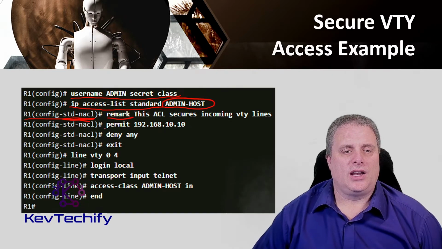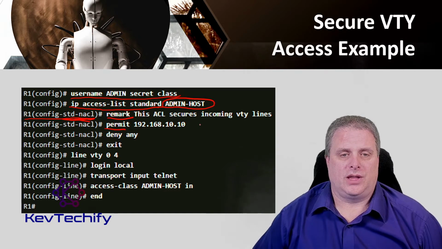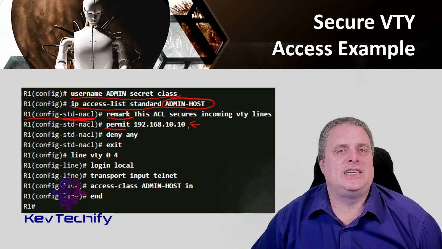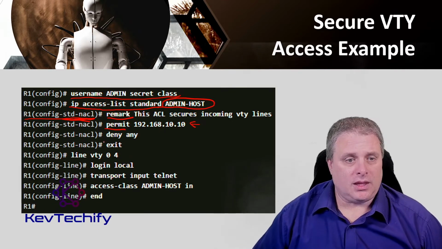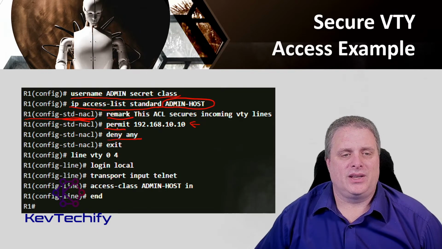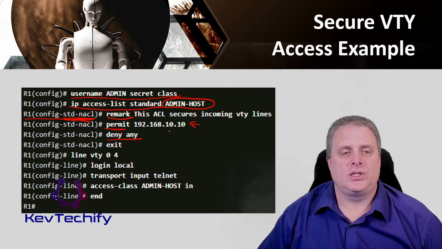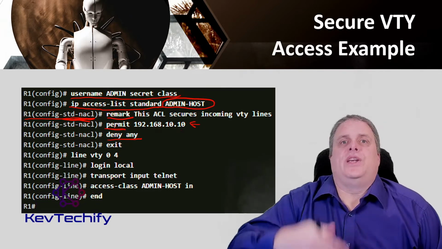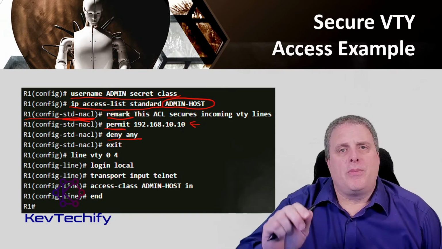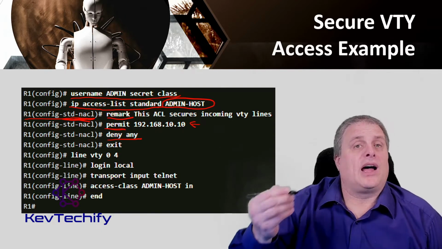Add in your remark, add in your permit. So this 192.168.10.10 address should be your admin host, or that should be the IP address of the PC you use to configure your networking devices. Then we do a deny any at the end of it. So it's going to look here and say, okay, we're going to permit this host. If you don't match this host, then we go down to the next one and we're going to deny any. Now, yes, this is redundant because there's that implicit deny, but sometimes you just want to make sure that we're going to deny anything besides what we allowed before this line.